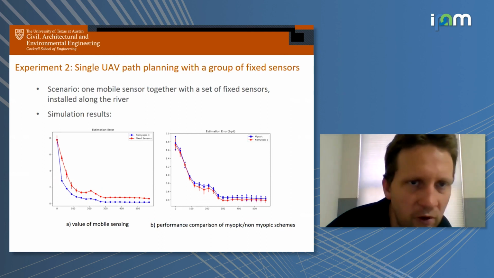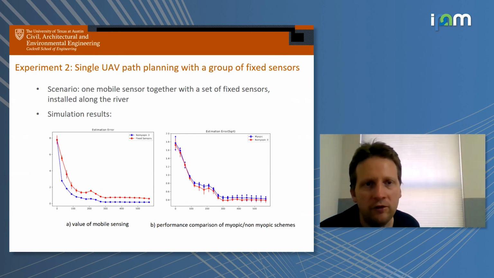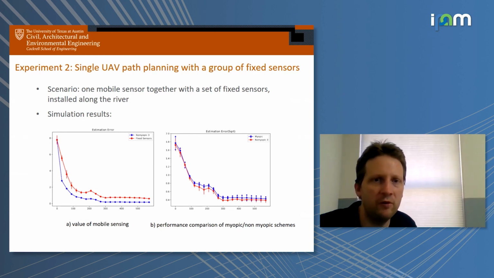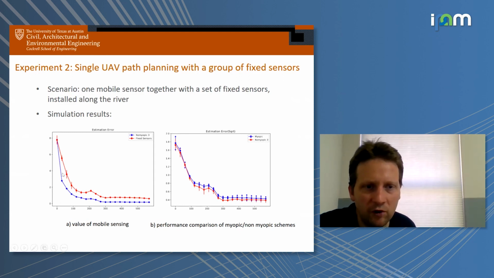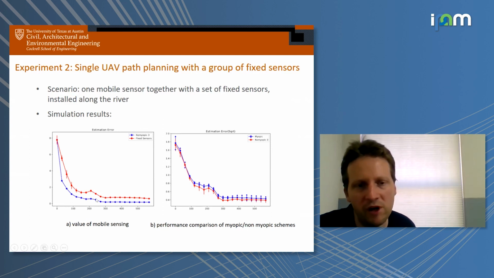We also did some analysis of the use of multiple UAVs with a group of fixed sensors. So if we have one mobile sensor together with a set of fixed sensors, what is the added information from the mobile sensors? You can see here that this is the curve in blue. When we add the mobile sensor versus having just fixed sensors, we get quite a bit less error with even a single mobile sensor. That really provides quite a bit of reduction in uncertainty.